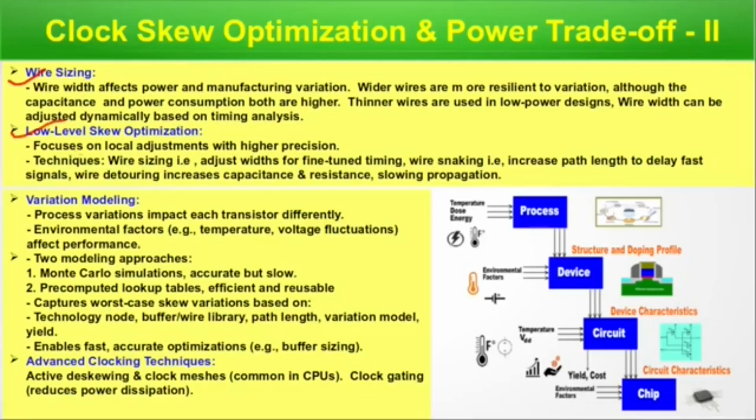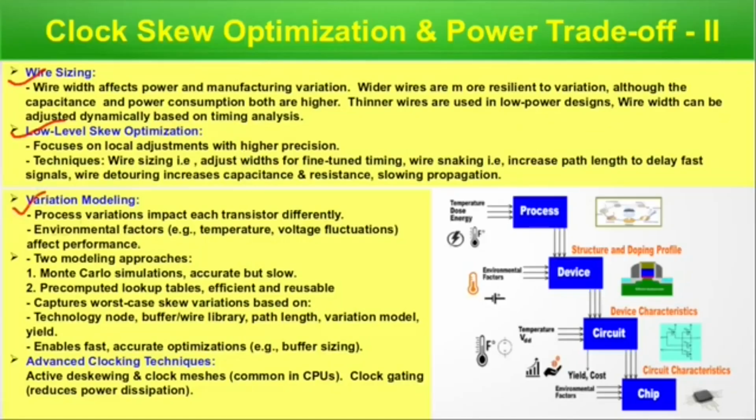Now, low level skew optimization focuses on local adjustment with higher precision. Techniques: wire sizing, that is adjust width for fine-tuned timing. Wire snaking, that is increase path length to delay fast signals. Wire detouring increases capacitance and resistance, so that slows down the propagation.